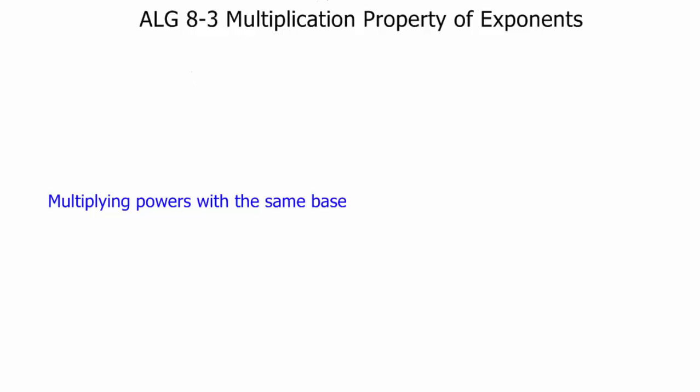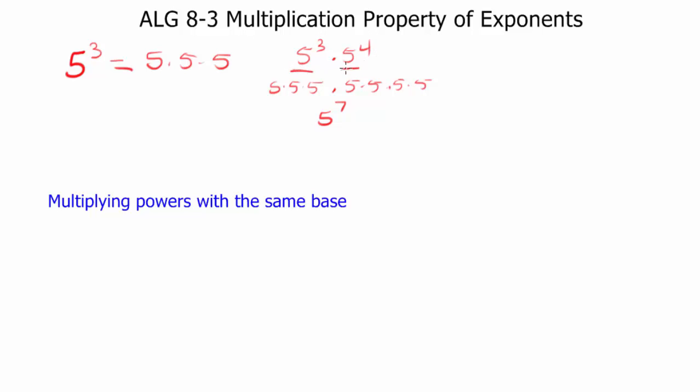As hopefully you've remembered, 5 cubed is the same as 5 times 5 times 5. Well, if you have 5 cubed times 5 to the 4th, that's 5 times 5 times 5 times 4 more, or you could just say it's 5 to the 7th. So what you did is you added the 3 and the 4. You added the exponents. If you have the same base, you can add the exponents.